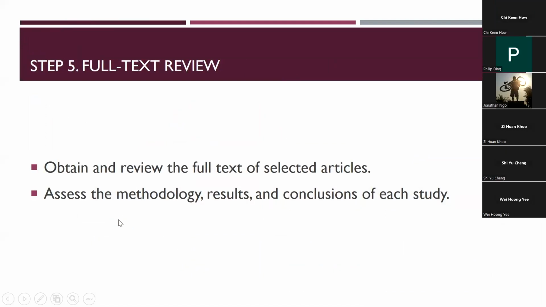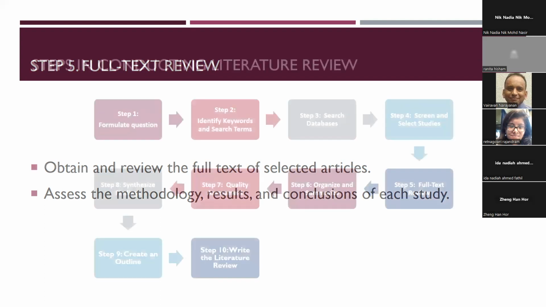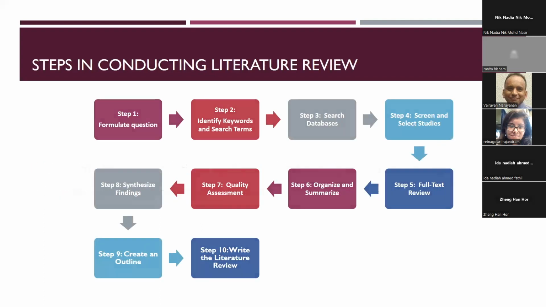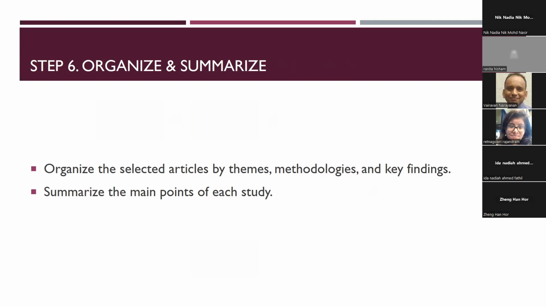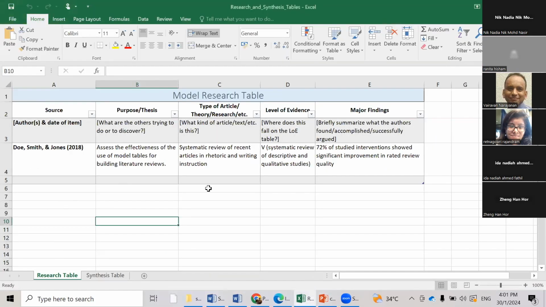Full text is very important if you want to assess the methodology and results for each study. The next step is to organize and summarize. You need to organize the selected articles by themes, methodology, and key findings, and then summarize the main points of the study. Another section that I'm going to share with you is this part here: the research method, model research table. This research table can be used for those.